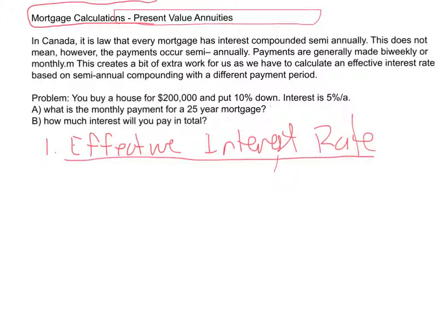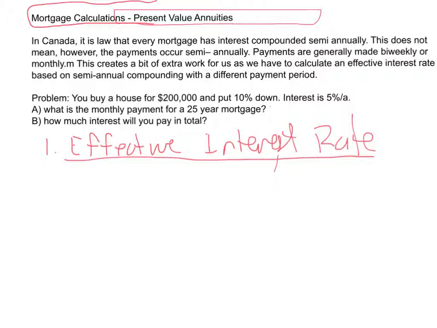We're going to do a mortgage problem in this screencast, and we're going to talk about a few key ideas that relate to mortgages. The first one is that in law in Canada, a mortgage has to be compounded or calculated semi-annually. Interest has to be compounded semi-annually.